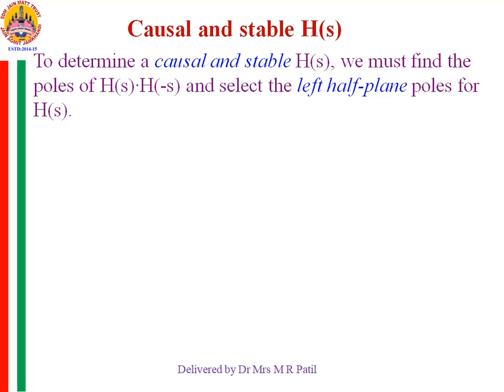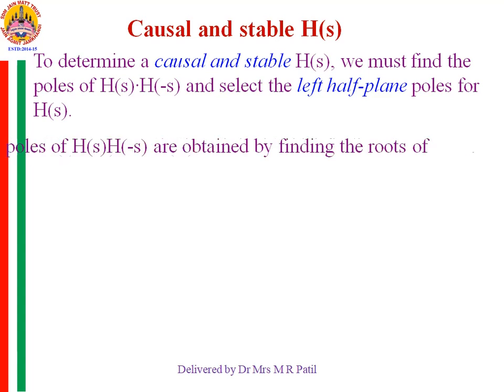For causality and stability, it is required that all the poles of H of S must lie in the left half of S plane, and even the pole locations, the magnitude of the pole location is less than 1 if you want the stable H of S.